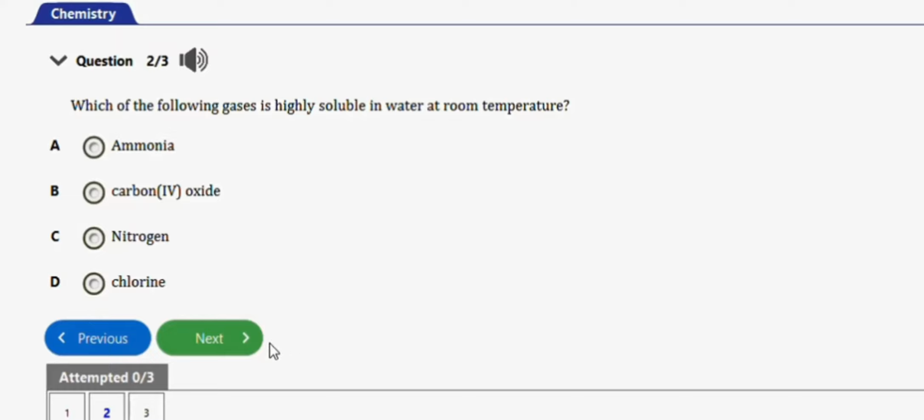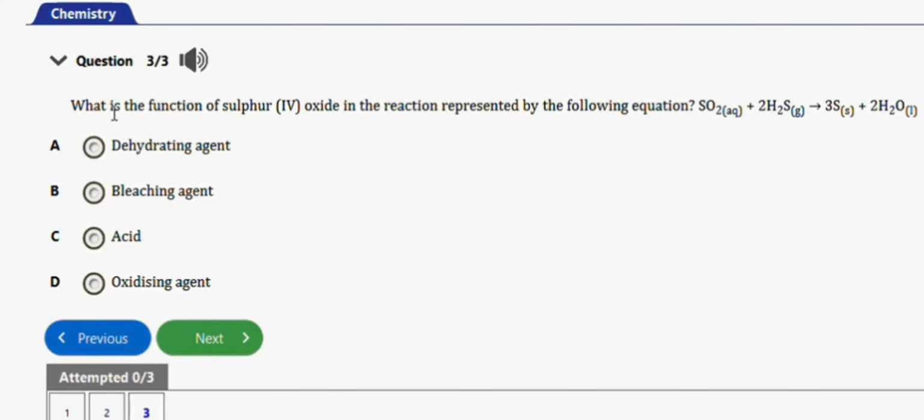The last question before I end this video will be this one. It says, what is the function of sulfur dioxide in a reaction represented by the following equation? So let's check. You have option A, dehydrating agent, no. Bleaching agent, no. Acid, no. Oxidizing agent, yes, because this sulfur dioxide oxidized hydrogen sulfide gas to 3 moles of sulfur and 2 moles of water, so it is acting as an oxidizing agent. The right answer is option D.